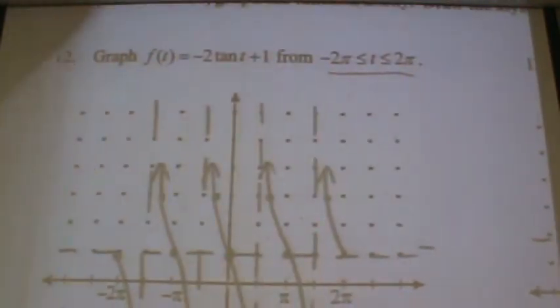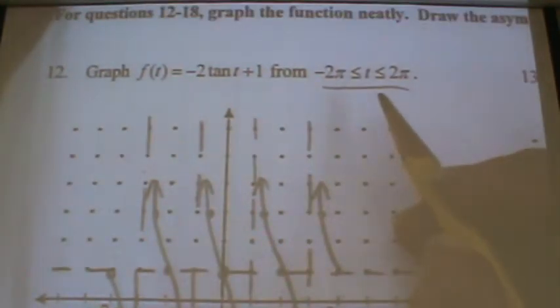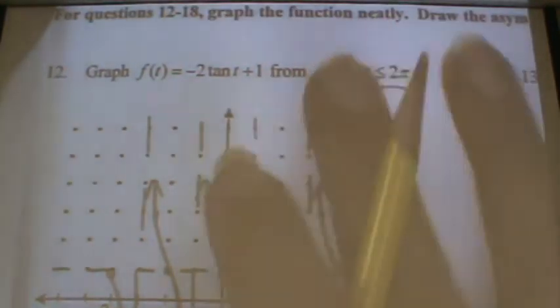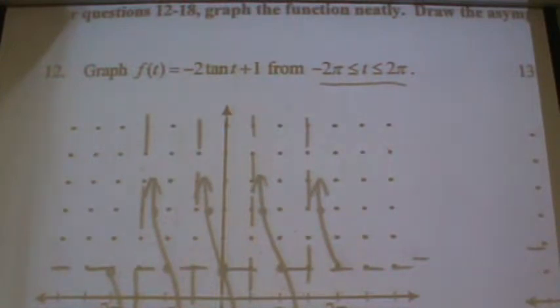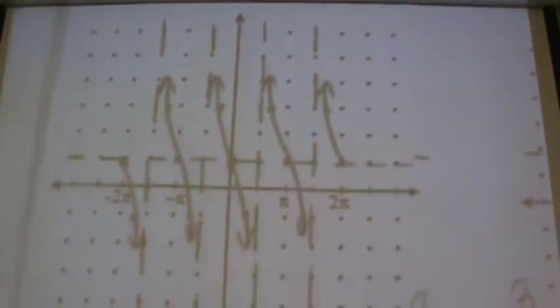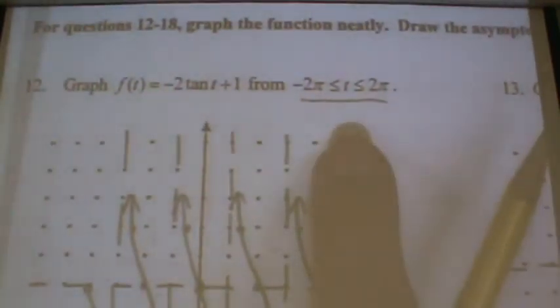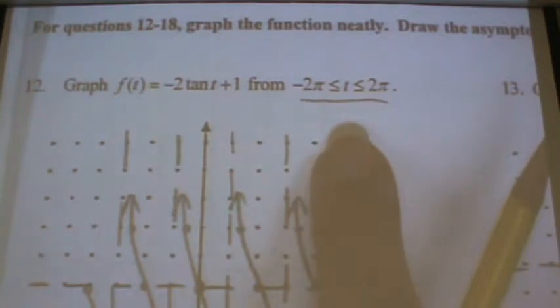Number 12. Now, I just want to let you know, I gave you 8 of these graphs because it was a partner test. I am shortening this test tomorrow. I'm shortening it, but I'm going to give more points for each of these. I'm expecting nice graphs. These are probably going to be worth 4 or 5 points.